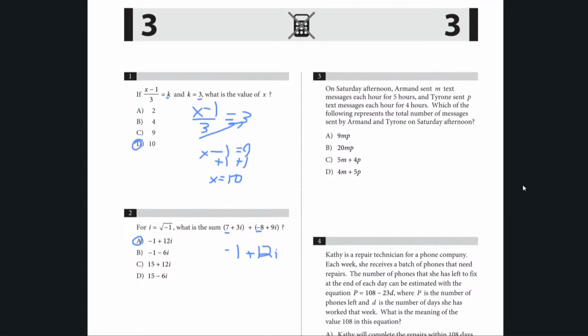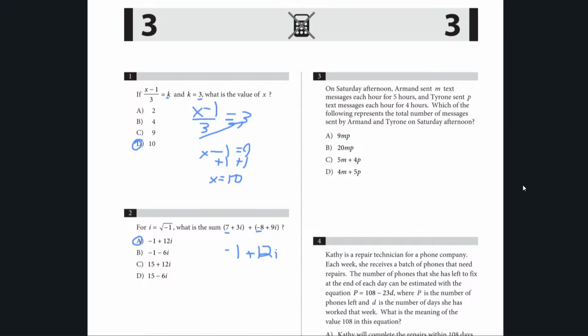On Saturday afternoon, Armand sent m text message. Let's try that again. On Saturday afternoon, Armand sent m text messages each hour for 5 hours, and Tyrone sent p text messages each hour for 4 hours. Which of the following represents the total number of messages sent by Armand and Tyrone on Saturday afternoon?